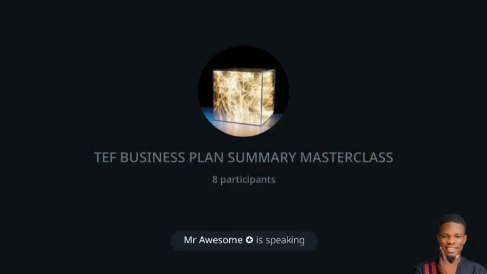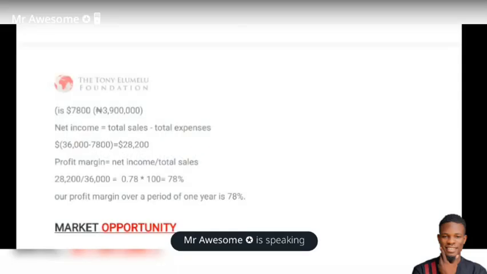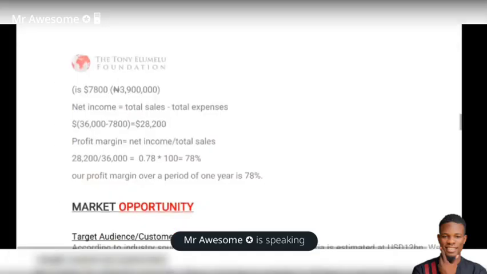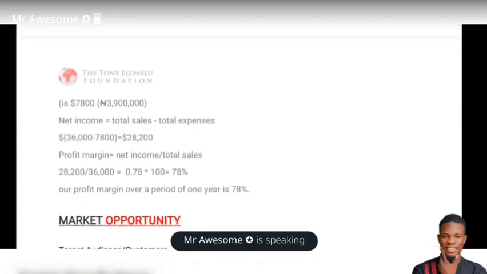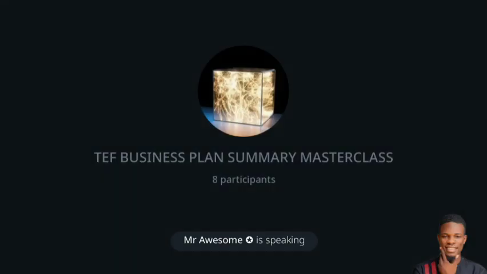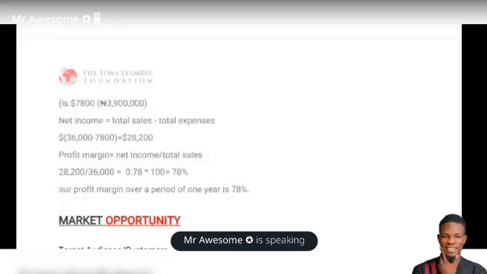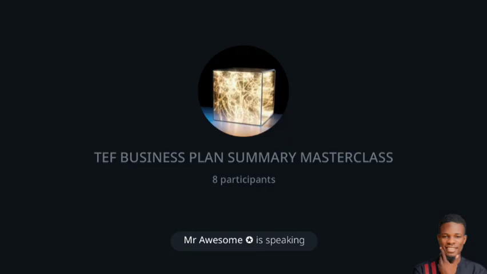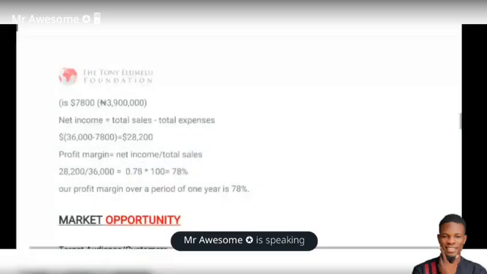Profit margin equals net income, which is $28,200, divided by total sales. Okay, so meaning $28,200 divided by $36,000, which equals 0.78. Now you multiply this 0.78 times 100, giving us a profit margin of 78%, meaning our profit margin over a period of 1 year is 78%. It is pretty high. So our business is a profitable business. Okay, that is what our profit margin is.